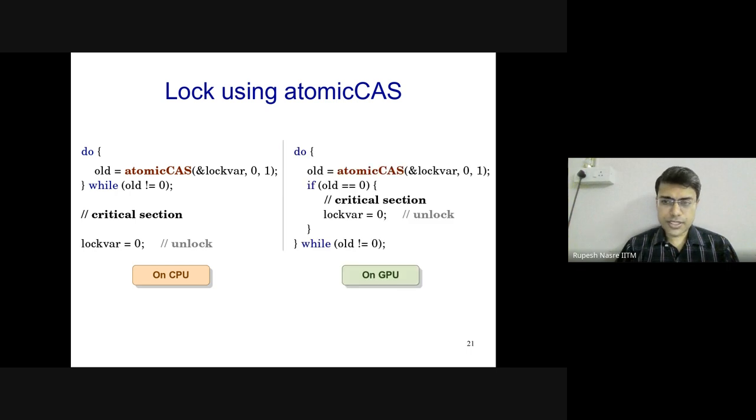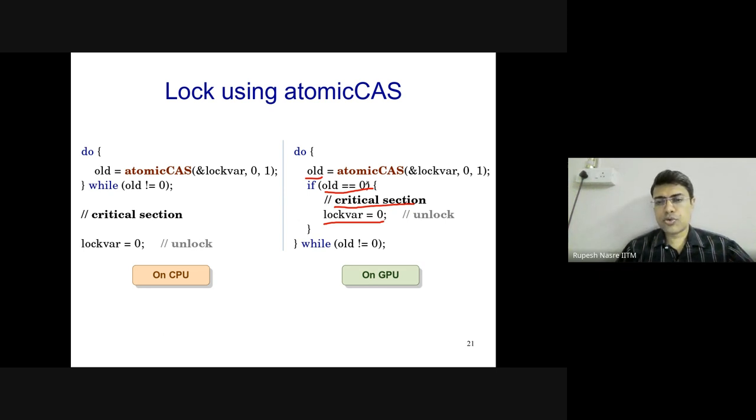One of the ways this can be done is to bring the critical section inside that do while. As soon as you get the old value, you check it immediately within that do while. So you modify the structure. If that value is zero, then you enter the critical section and then unlock, and have the while loop outside, so that when the locking thread achieves old equal to zero, it executes this.